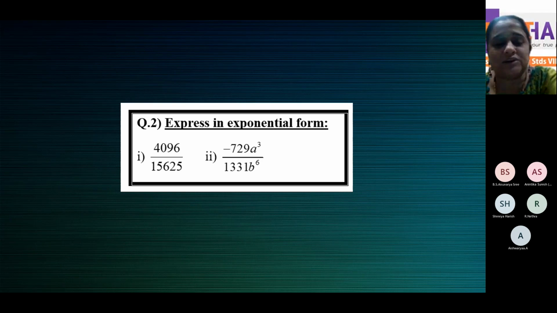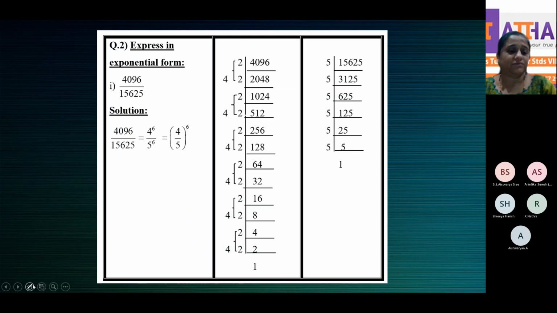So in the same way, you need to express the questions here in the exponential form. I'll show you the answer slide, children. See here. You need to find the prime factors of 4096. You can see it here, I've done it for you. And you can see for 15,625 here. For the numerator, 4,096. For the denominator, 15,625.